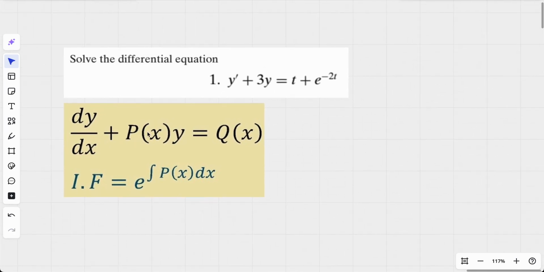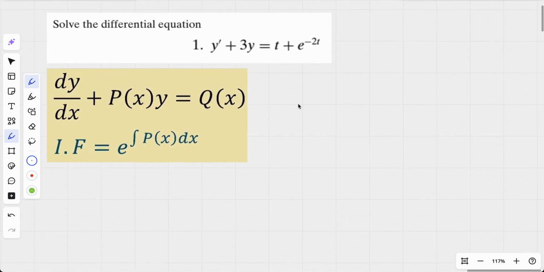And so this is the formula for how to find the integrating factor for a differential. This is just the general one: dy by dx plus some coefficient of y is equal to q of x, which is basically just another term. Taking a look at this problem over here, y prime can be rewritten as dy by dt.